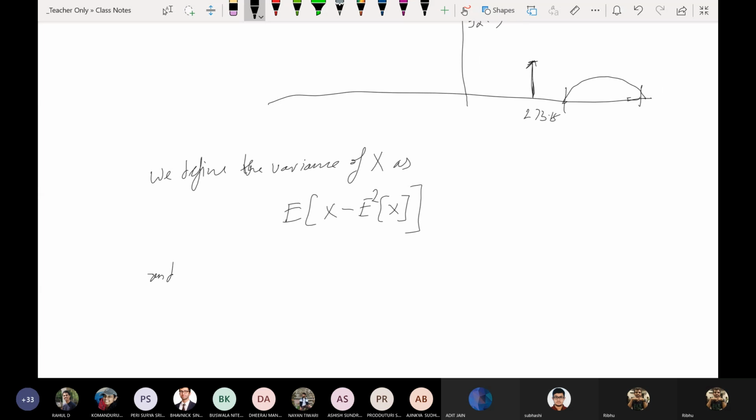And expectation of ax equals a times expectation of x. Sir, the square is over the entire thing, right? Yes, the square is over the entire thing: expectation of x minus expectation of x, whole square, is the variance.